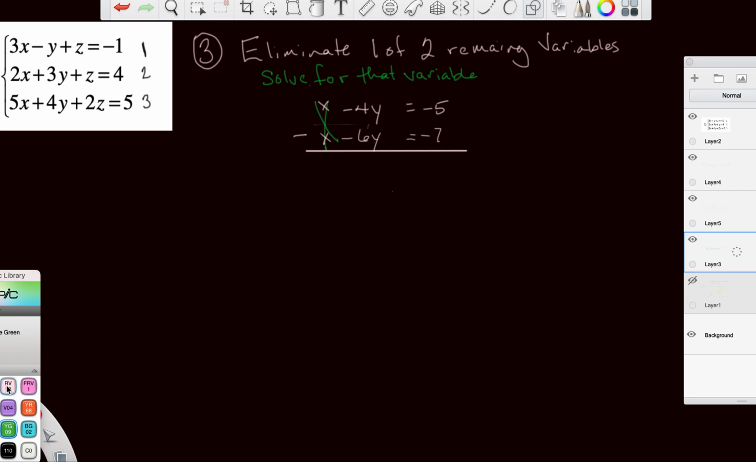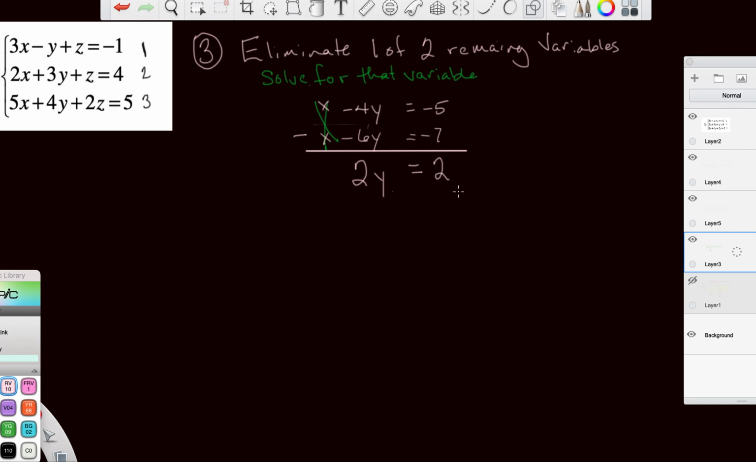Let me go back to that color. Negative 4y minus negative 6y. Minus a negative is like plus a positive. So now I end up with 2y equals negative 5 minus a negative 7. So negative 5 minus a negative is plus a positive 7. So negative 5 plus 7 is 2.